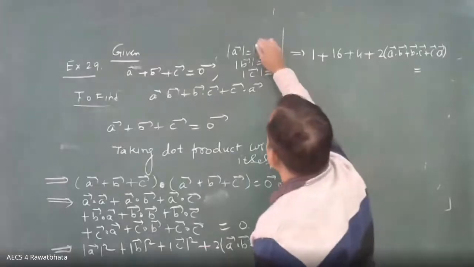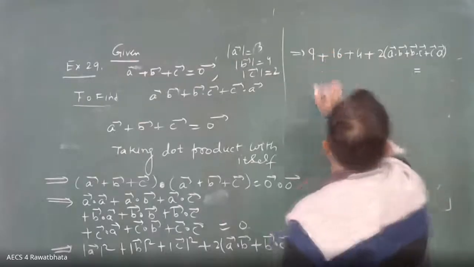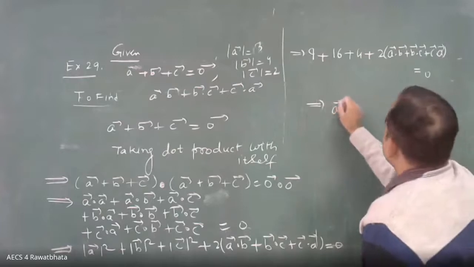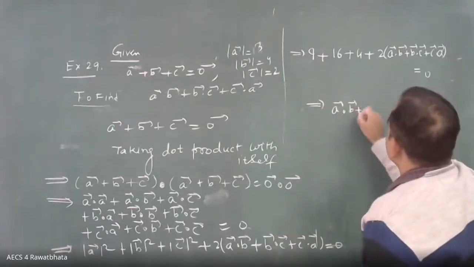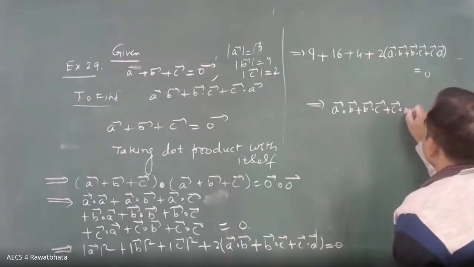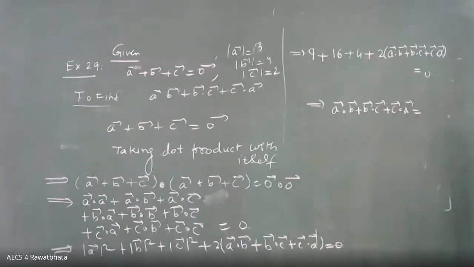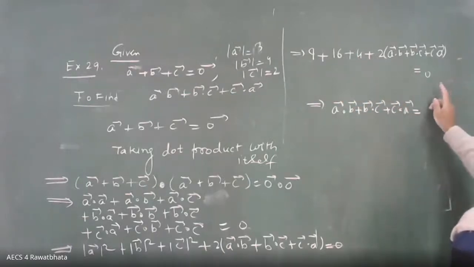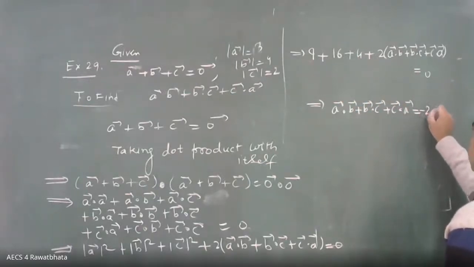Sir, magnitude of A equals 3, the rest B and C are correct? Check. Yes, sir. So this is going to be 9 equals 0. So A dot B plus B dot C plus C dot A equals how much? 16 plus 4 is 20, 29. On this side, minus 29 by 2. Check the value, is this right?